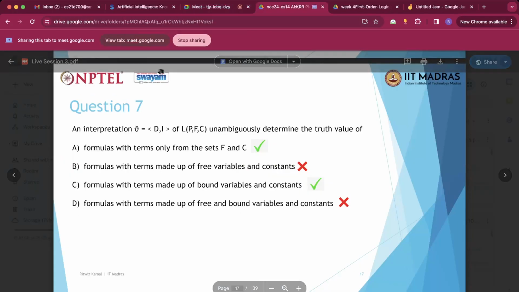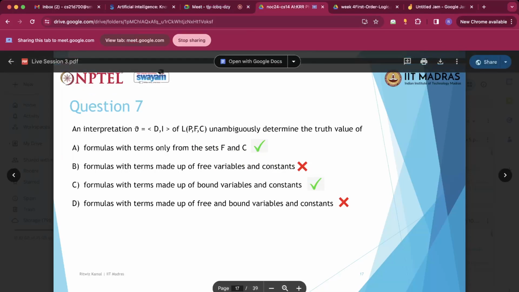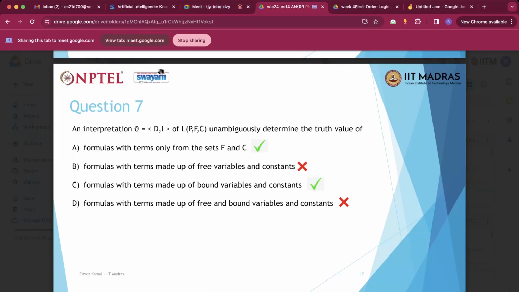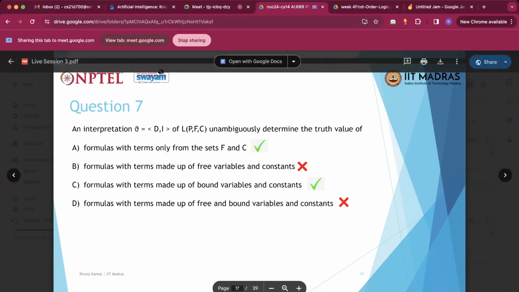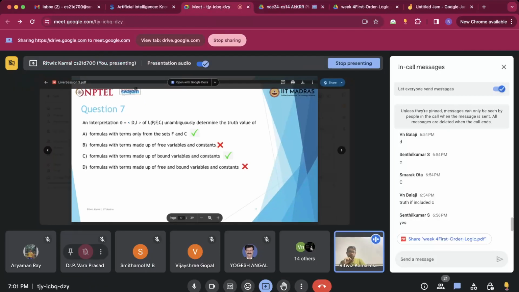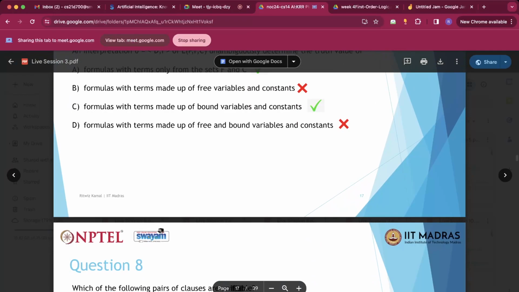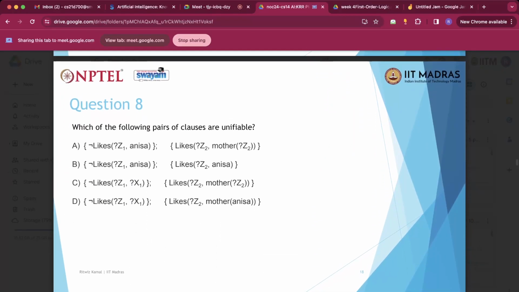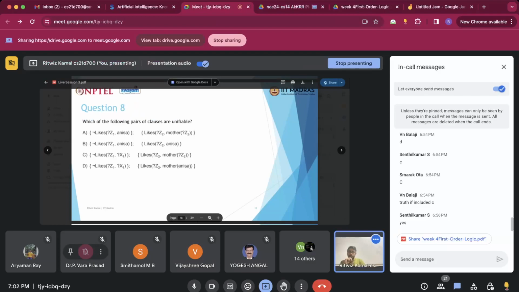Okay, but option C is clear, right? Okay, I'll think on it maybe later. I'll not take up your time. Let's move on to the next question for the time being. So this question asks us which of the following pairs of clauses are unifiable. Again, I'll let you think for a while and then we can have a discussion.